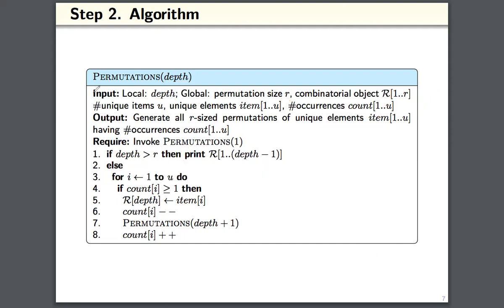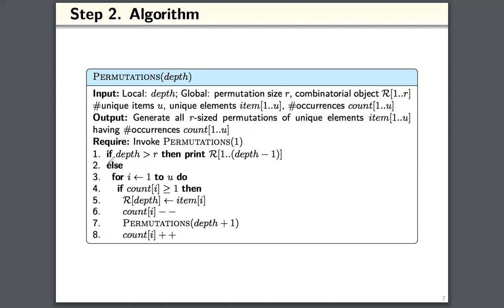Okay. Next, unique items u, item of 1 to u, occurrences, the number of instances. So generate all R size permutations. We will store it in R of 1 to R. The first call to this is permutations of 1. Depth is 1. As I said, it's a recursion tree and depth starts from 1.